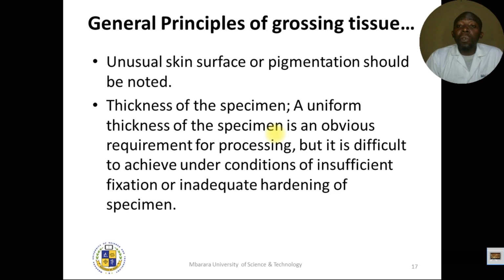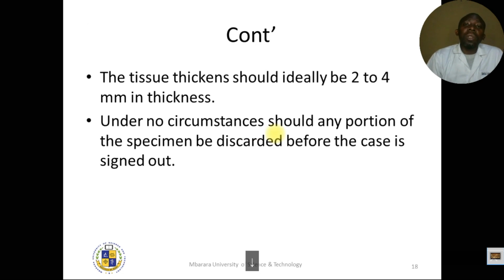Unusual skin surface or pigmentation should be noted if you identify it. Uniform thickness of the specimen is an obvious requirement for processing, but it is difficult to achieve under conditions of insufficient fixation or inadequate hardening of the specimen. So we need to ensure that the tissues are processed well.